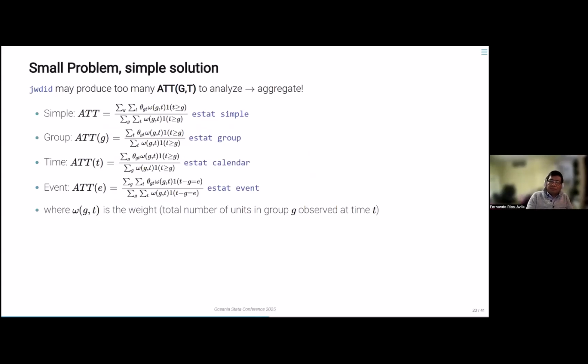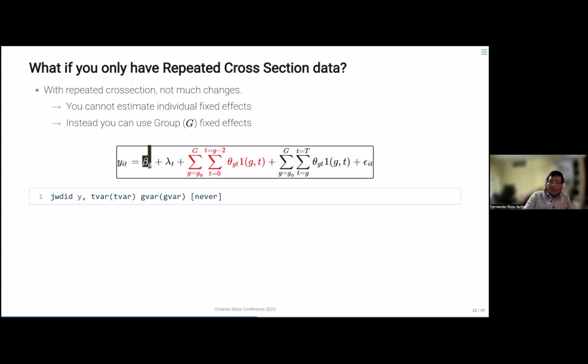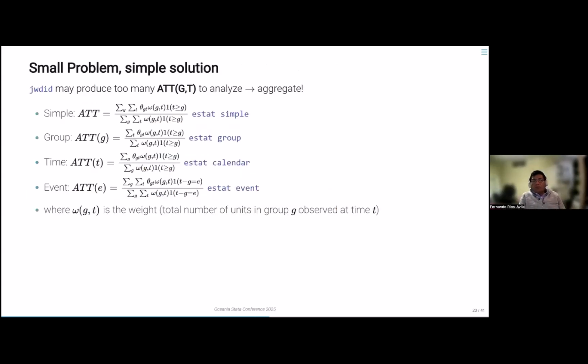The problem with this specification, however, is that you're going to have a lot of estimations for the ATT GTs. So how do you aggregate all of them? Well, JWDID produces too many treatment effects. So if you really want to analyze them and get more power by pooling some of those estimations, you can just aggregate them. The aggregation that happens in the background is nothing else than a simple weighted average of the treatment effects of interest, assuming that they are part of the group that you're interested in.